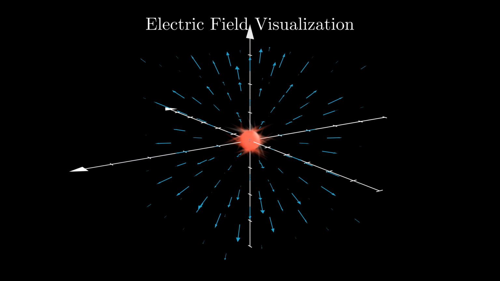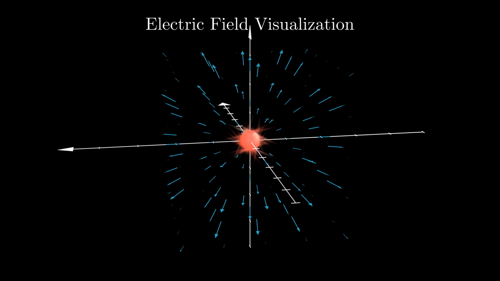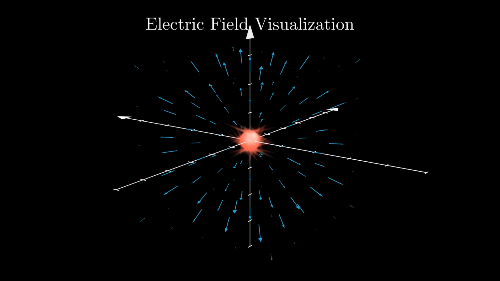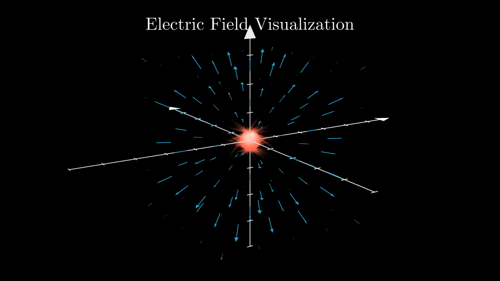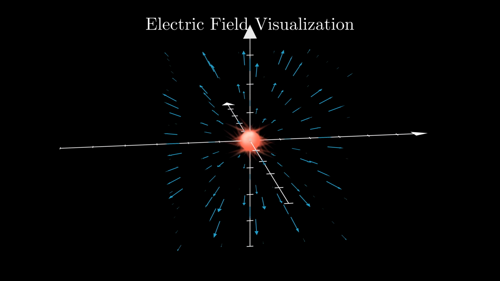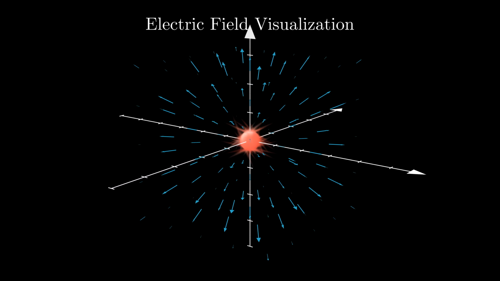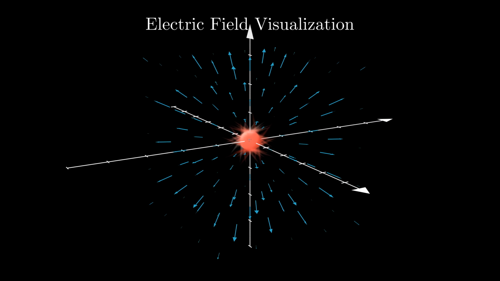Visualize a single positive charge. It radiates field lines outwards in every direction, filling the 3D volume. Now, look at the electric dipole, a pair of equal and opposite charges. The field lines emerge from the positive and terminate on the negative charge.